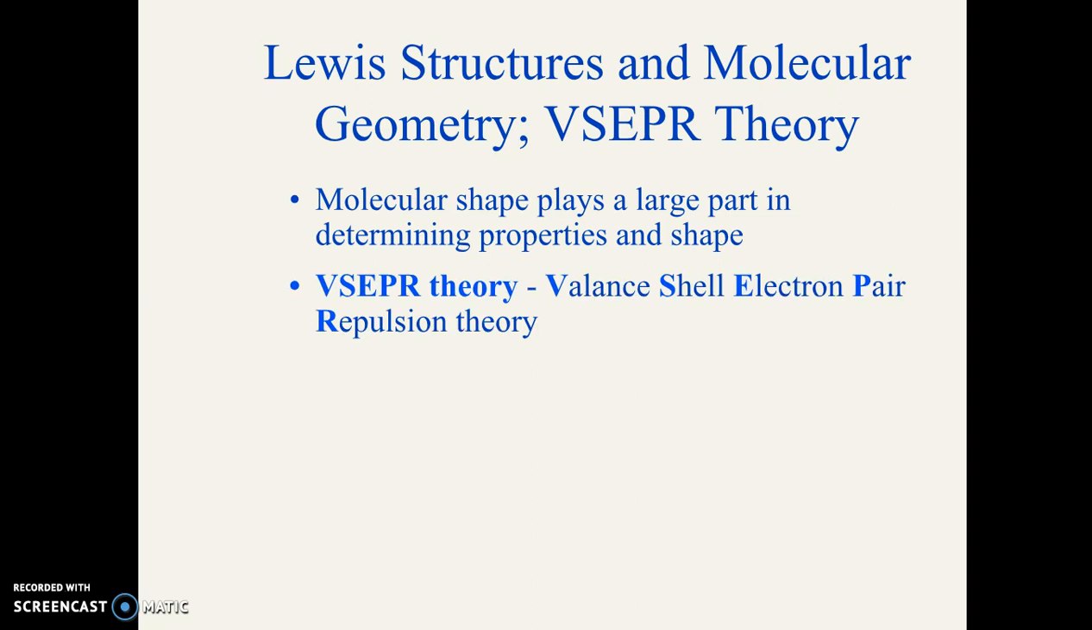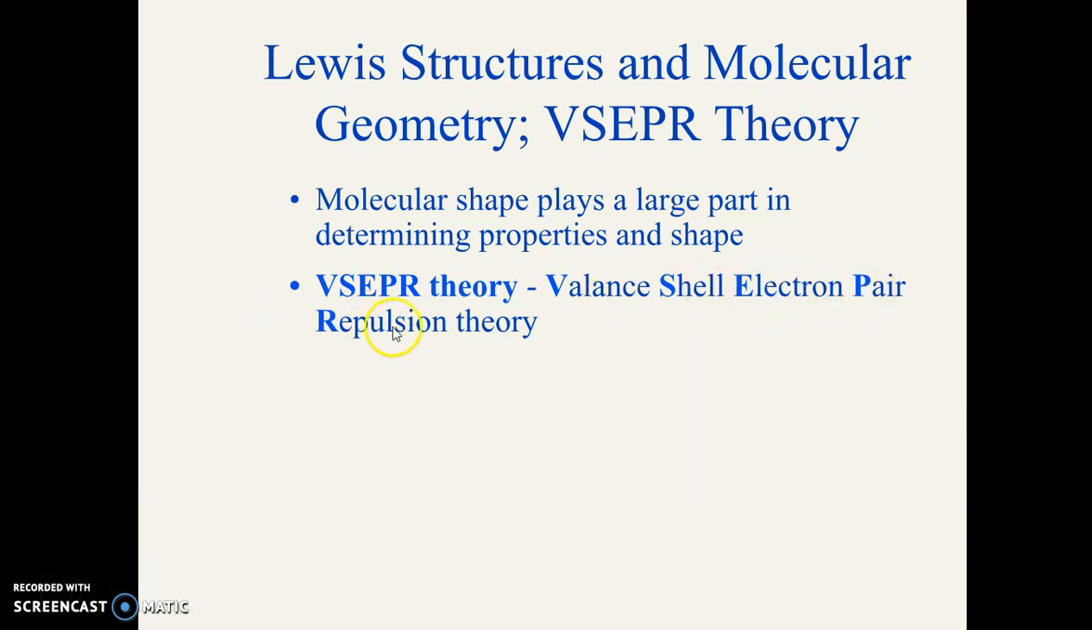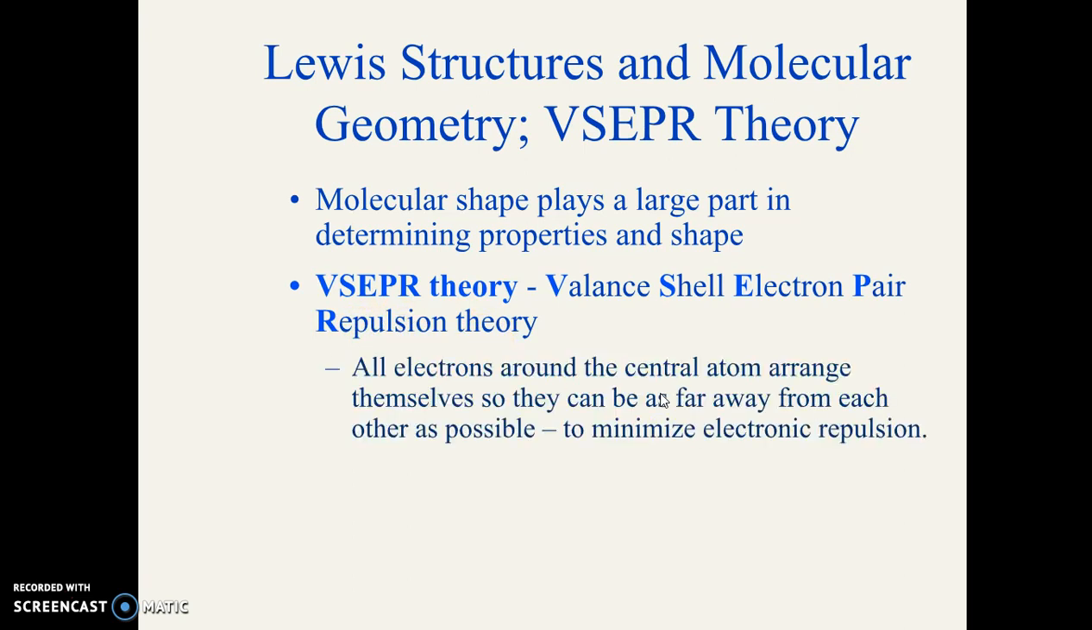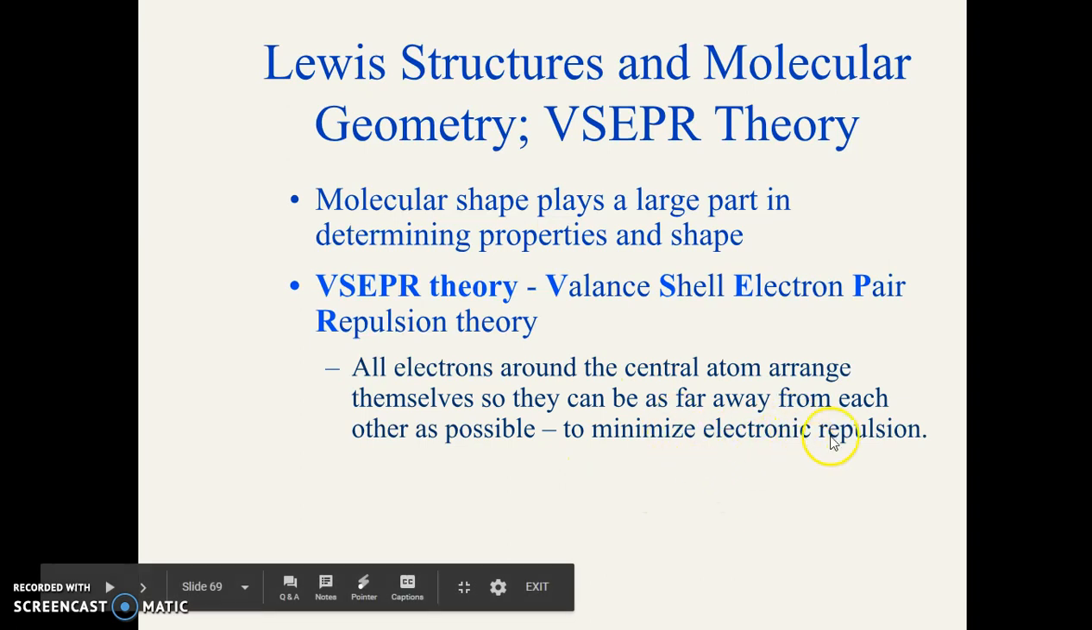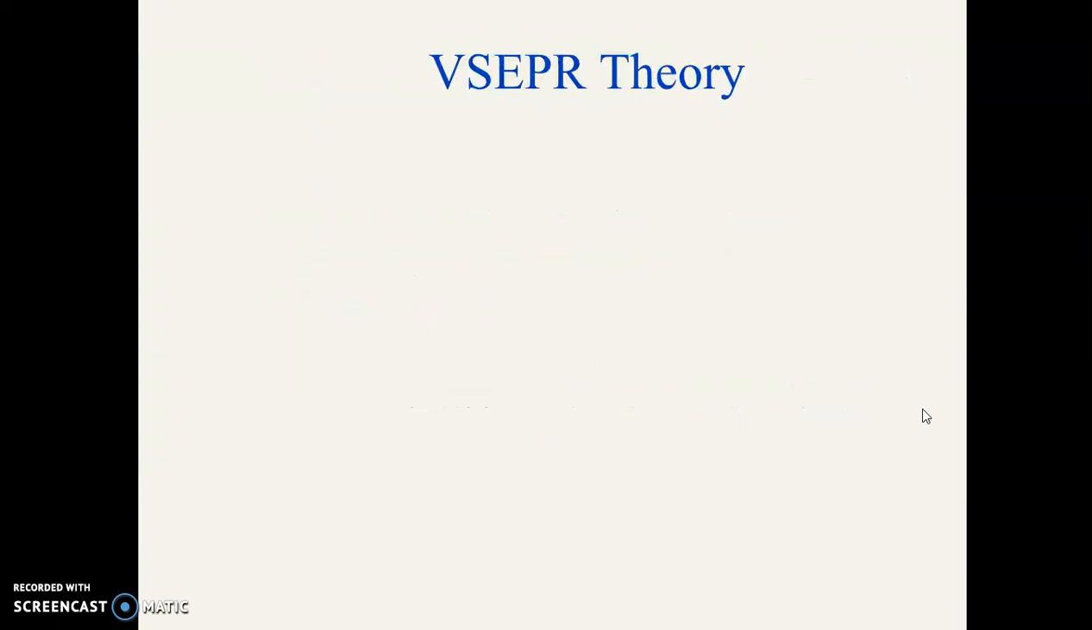It is valence shell electron pair repulsion theory. I know that sounds like a lot, but basically we're going to talk about valence shell electrons. So we're going to look at our valence electrons, and we're going to look at how those pairs repel each other. They are all negatively charged, so all the electrons around the central atom arrange themselves so they can be as far away from each other as possible. They want to minimize their electronic repulsion. So you've got to think of them as all being negatively charged. They all want to repel or get away from each other. So they're going to try to distribute themselves or spread out so that they're not next to each other.